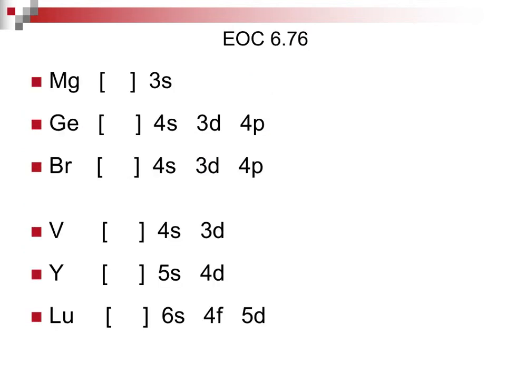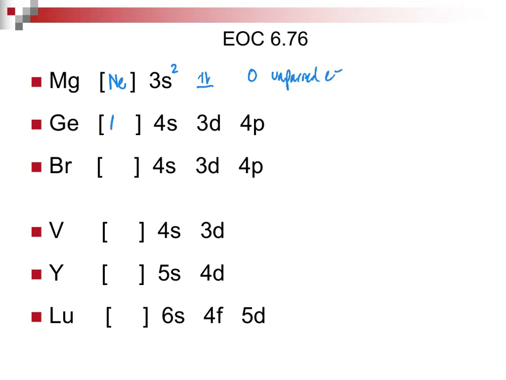So I took question 76, and I made myself a little place that I can work. So all I need to do is fill things in. Magnesium has a neon core, and it has 3s2. My electrons are totally paired, and I have 0 unpaired electrons.